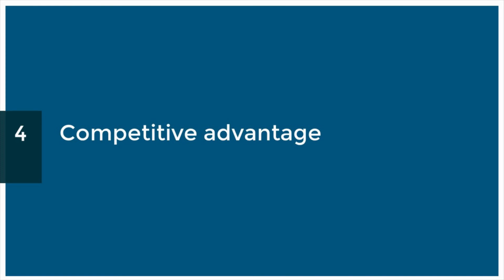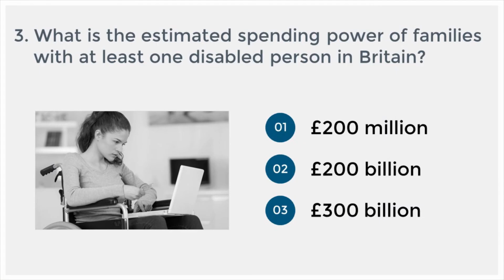Our next reason could be considered the what's in it for me from a commercial perspective, and again we'll start with a question. What is the estimated spending power of families with at least one disabled person in Britain? 200 million, 200 billion, or 300 billion? And the answer is £200 billion.